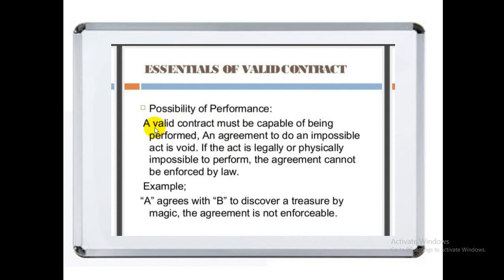Possibility of performance. A valid contract must be capable of being performed. An agreement to do an impossible act is void. If the act is legally or physically impossible to perform, the agreement cannot be enforced by law. For example, Mr. A agrees with Mr. B to discover a treasure by magic. The agreement is not enforceable by law because it is not possible to perform.